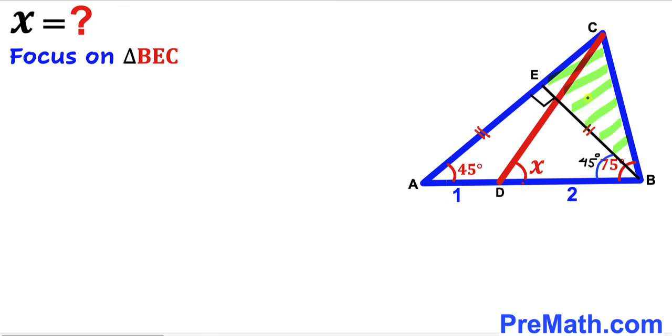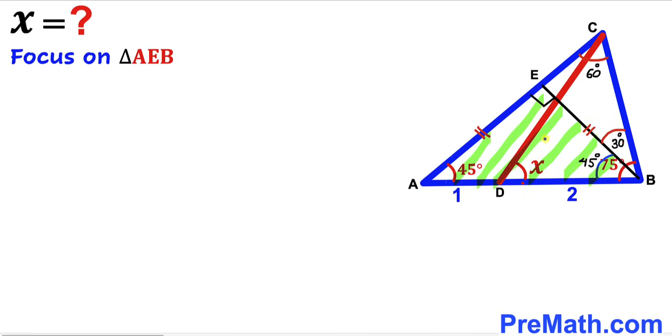And now we are going to focus on this other right triangle BEC. We know this whole angle is 75 degrees. And this angle is 45 degrees. So therefore this remaining angle has got to be 30 degrees. And moreover, we know this angle is our 90 degree angle. So therefore this whole angle has got to be our 60 degree angle.